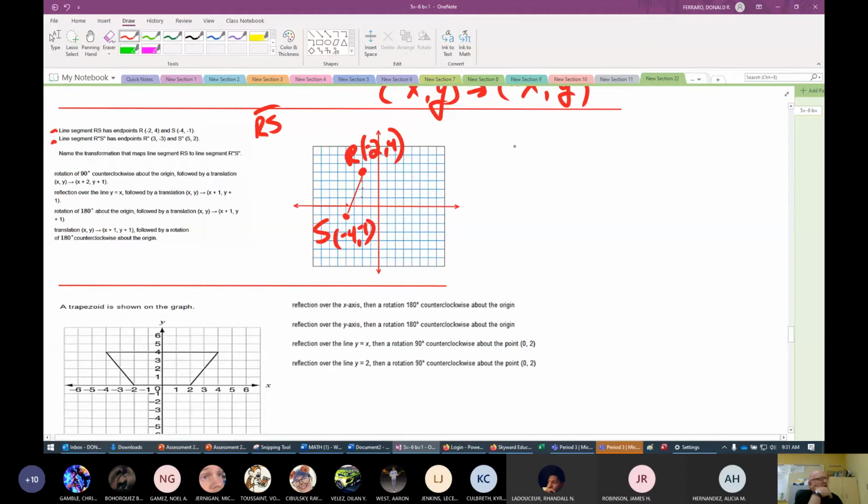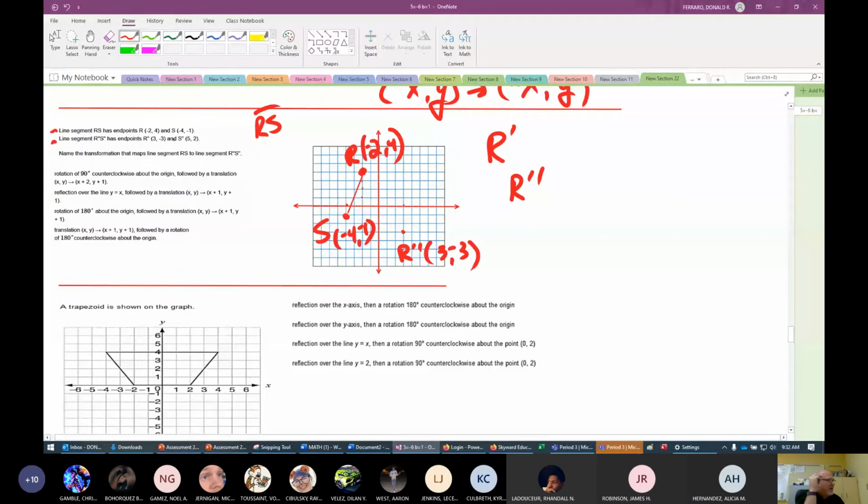So R prime would be a single move, okay? R double prime is a two move. We're making two moves. So what they tell us here is line segment R double prime and S double prime has endpoints, which is R double prime, which is 3, -3. So let's go 1, 2, 3, and down 1, 2, 3, okay? And that is going to be R double prime.